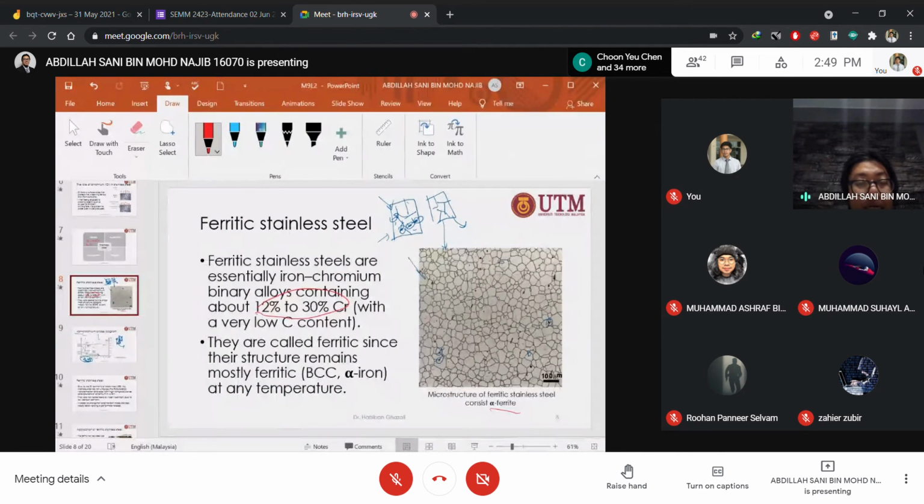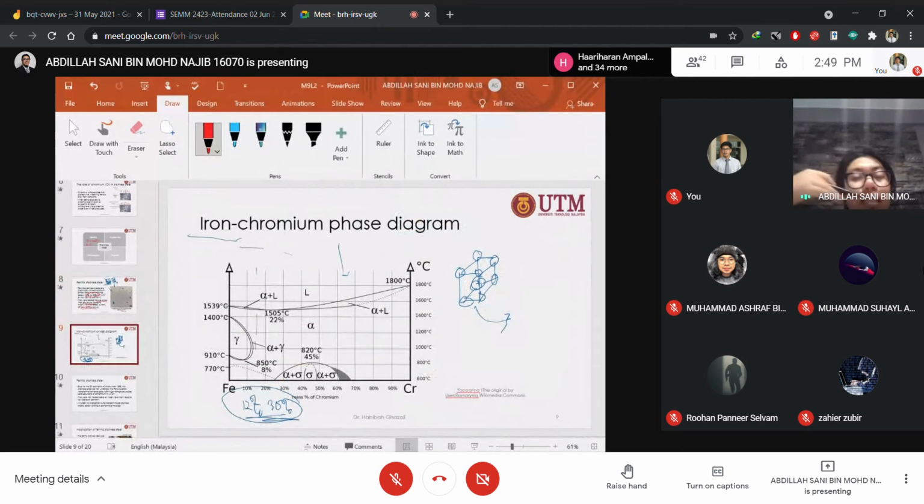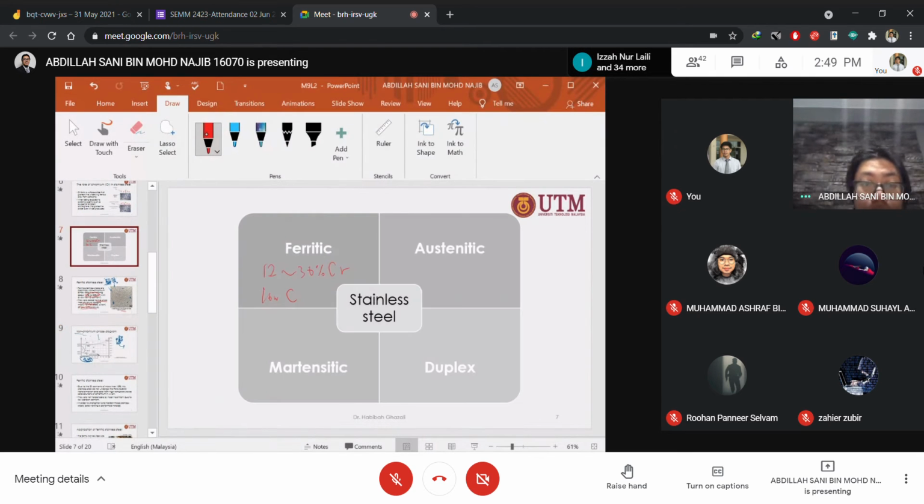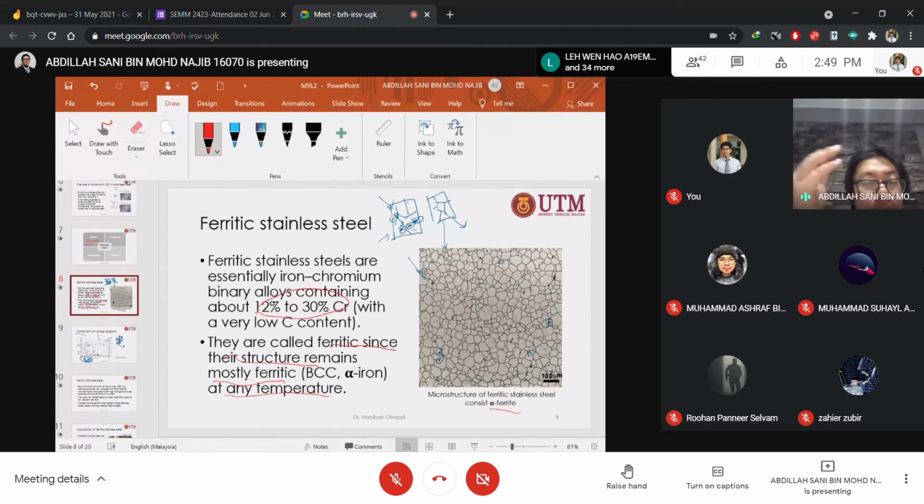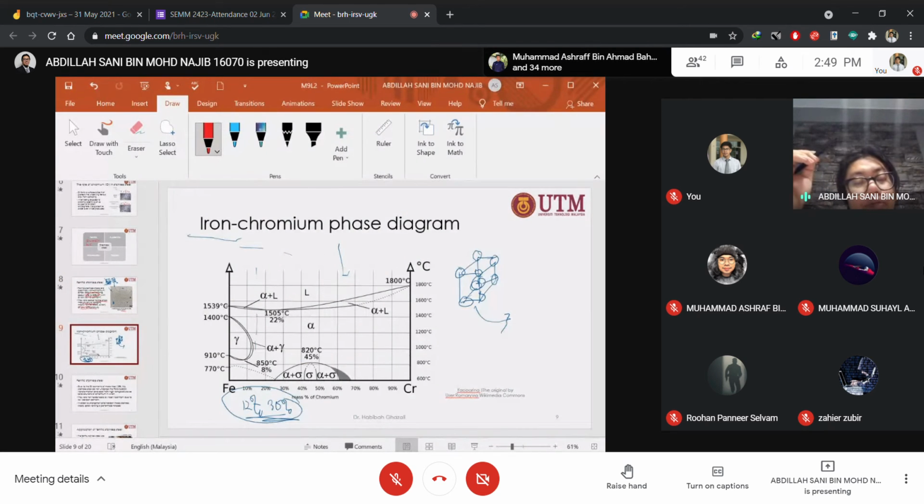They are called ferritic since the structure remains mostly ferritic at any temperature, meaning it doesn't change into austenite, even at high temperature. The range is because the main alloying element is not carbon. The main alloying element is chromium. Carbon is too little to be considered, so we look at the chromium, which is high in content. So we look at the binary phase diagram of iron and chromium.